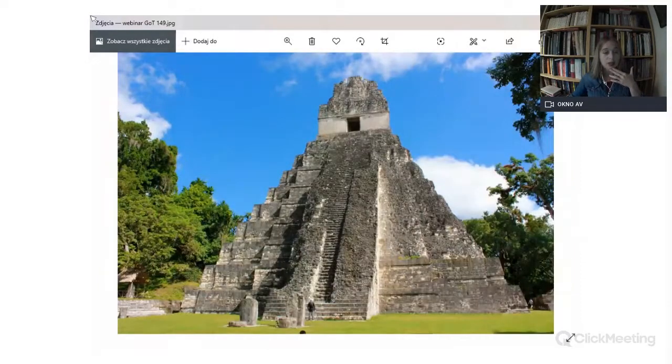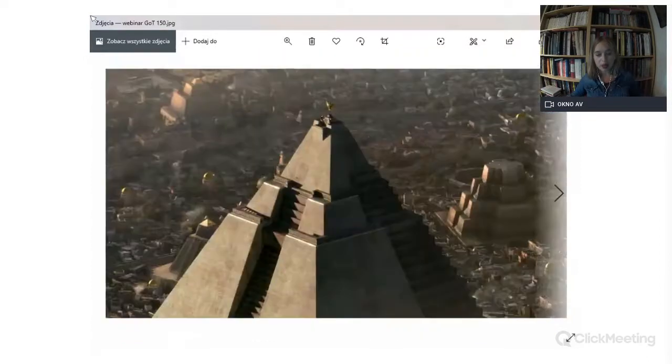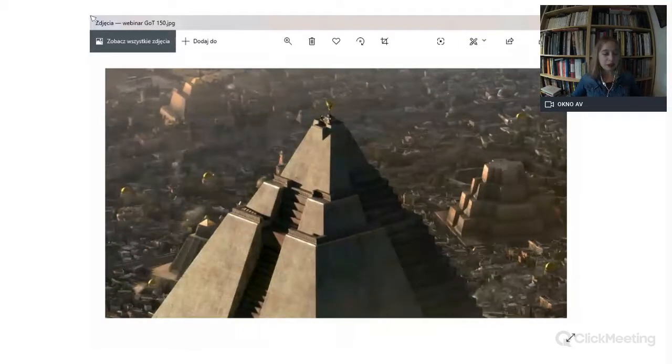The Mayan pyramids usually have steps on all sides that were used for some religious events that took place on them. So the pyramids in Meereen are a combination of the Egyptian ones and the Mayan ones.